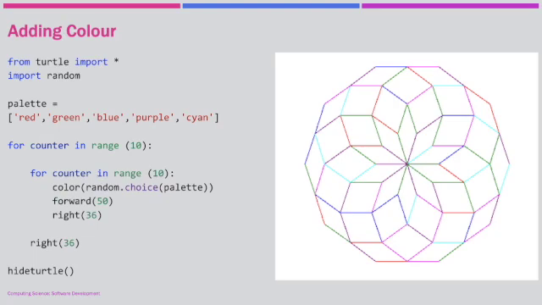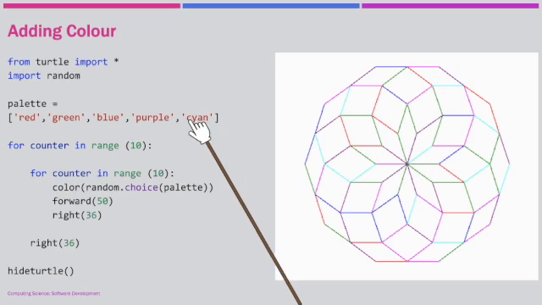Some of you last week added colour to your mandala. If your mandala this week doesn't have colour, why don't you have a go at adding it? If you didn't add colour to your mandala last week, it's fairly straightforward. Here's how. Firstly, you need to include the line import random. You're then going to create a variable called palette, and in palette you're going to specify the different colours that you would want your mandala to be.